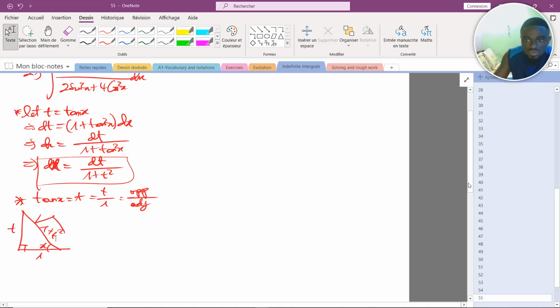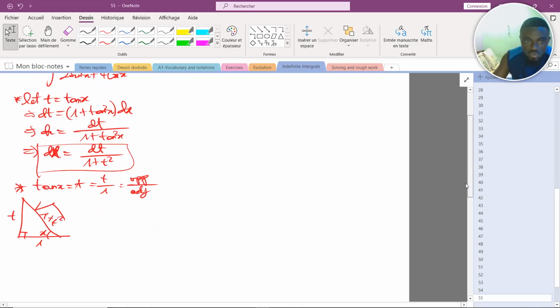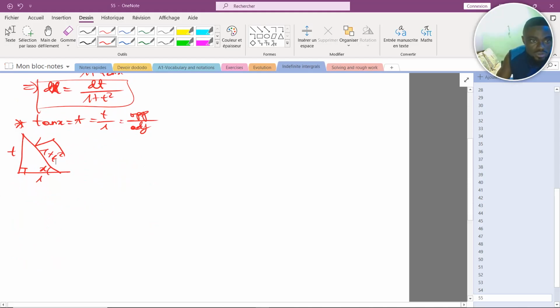In our integral, look at something. We have to find sine x, and we have to find cos x. So from the triangle, let me call this triangle ABC. From triangle ABC, what will be my sine x?